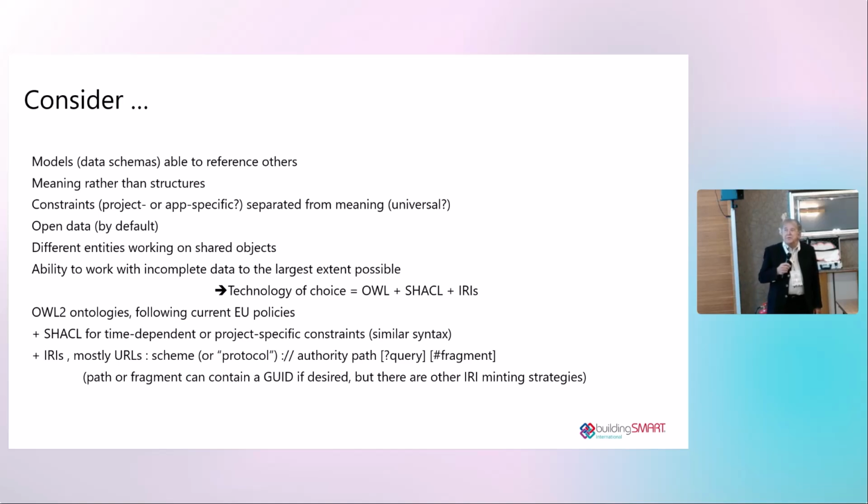We should have data schemas, models, as some others would say, able to reference each other. We like to privilege meaning over structures, especially when we have an open world, and I don't want too much information to be captured in structures, because then they will no longer be deformable. I would like constraints separated from meaning, because meaning is supposed to be more or less universal, whereas constraints are, most of them, project-specific. I would consider open data by default. Okay, maybe it's a personal attitude.